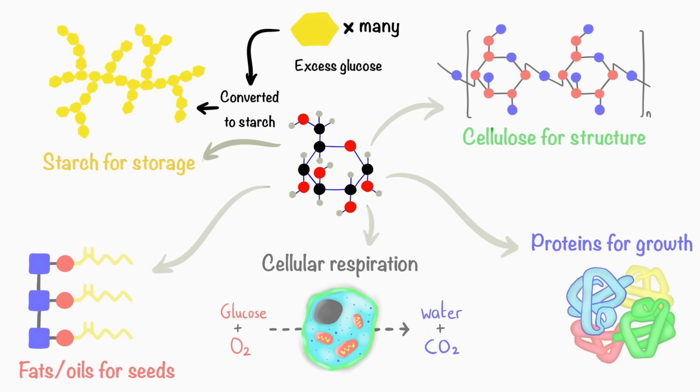Second, plants convert excess glucose into starch for storage. Starch is insoluble, making it better for storage than glucose. Glucose is soluble and would draw in water, causing cells to swell up.